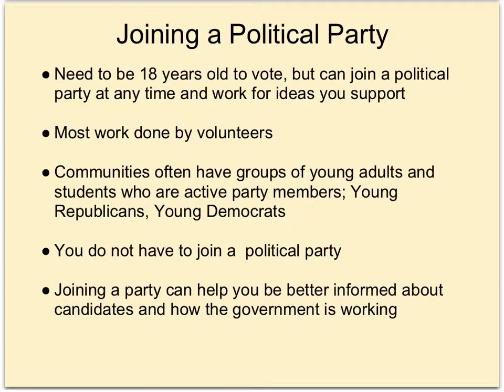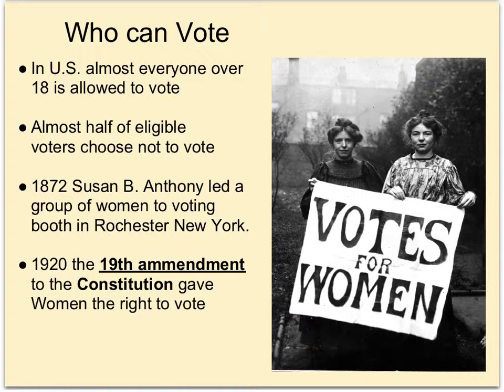Communities often have groups of young adults and students who are active party members, such as the Young Republicans and the Young Democrats. You do not have to join a political party. Joining a party can help you be better informed about candidates and how the government is working. Who can vote? In the United States, almost everyone over 18 is allowed to vote. Almost half of eligible voters, however, choose not to vote.